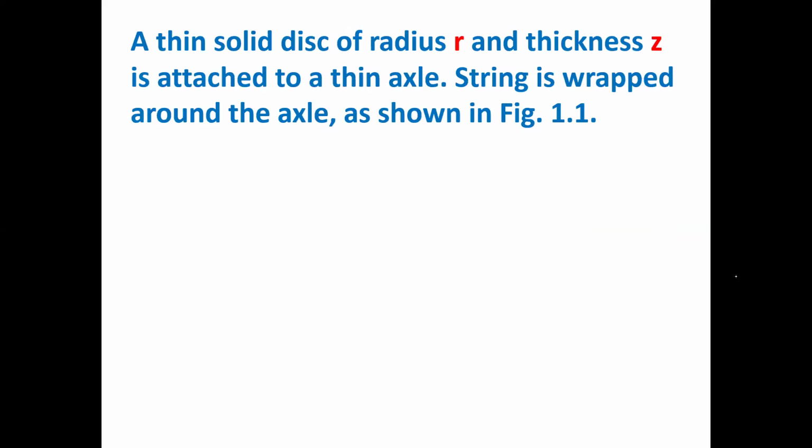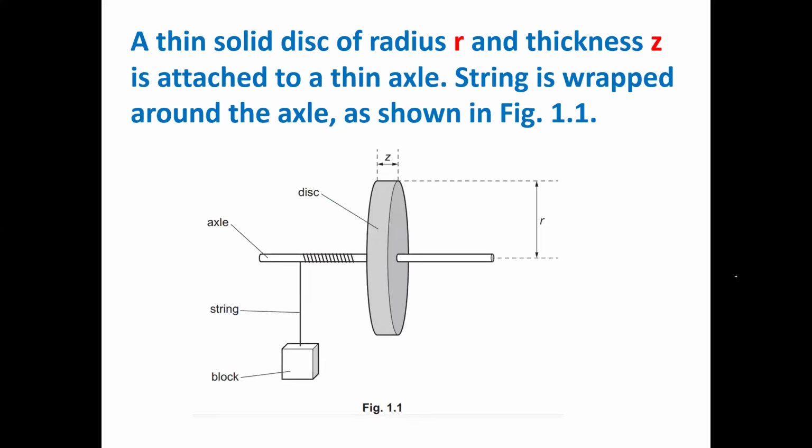A thin solid disc of radius r and thickness z is attached to a thin axle. String is wrapped around the axle as shown. Look at the diagram. This is a thin disc, mounted on an axle. It is very similar to a wheel which is mounted on an axle. On one side they are hanging a load, a brick, a block on the left side.